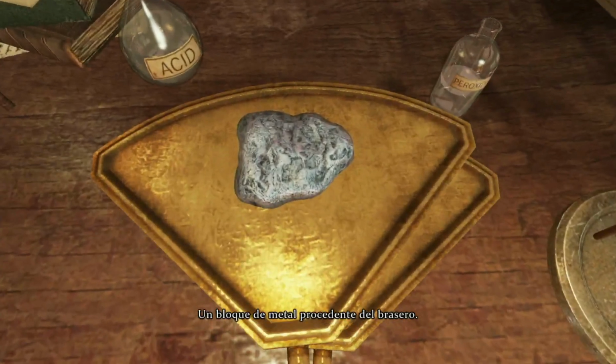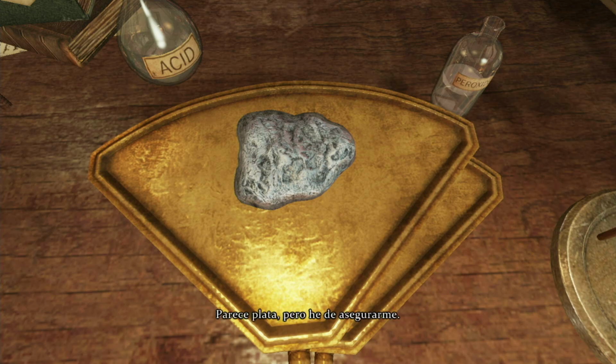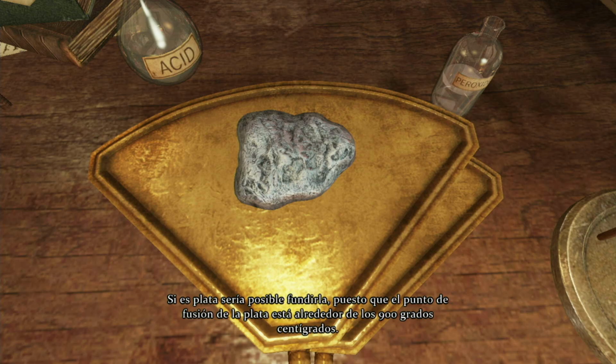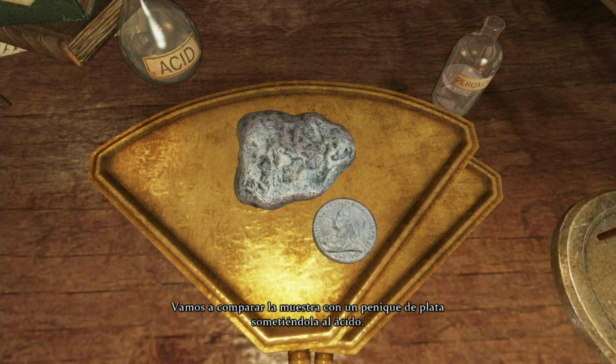This is a piece of metal taken from a brazier. It appears to be silver, but I need to be sure. If it is silver, it will be possible to melt it, since silver's melting point is at around 900 degrees Celsius. Let us compare this sample with a silver penny by testing it with acid. If it changes color to match the result of a reaction with a silver coin, then it is silver.